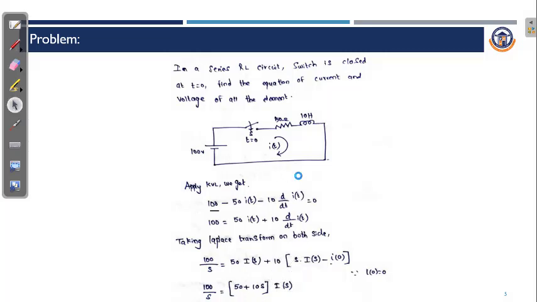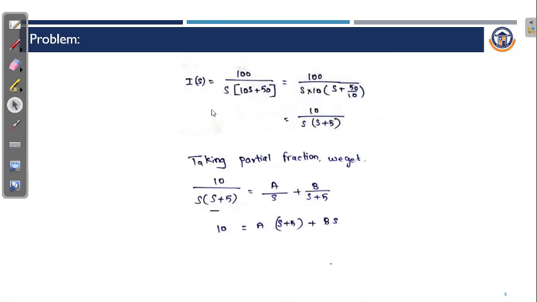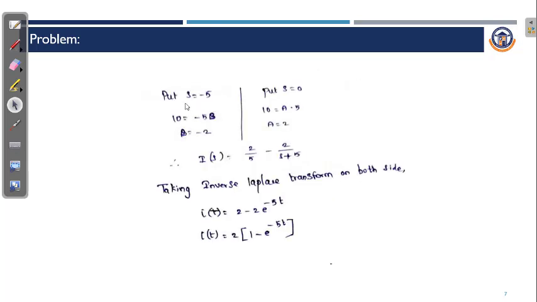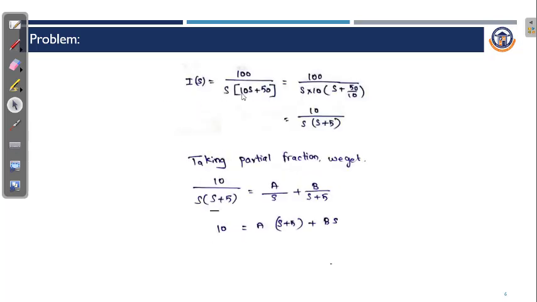Next step, I of s equals, bring this value to the denominator. So I of s equals 100 by s into 50 plus 10 s. Okay, so 100 by s into 10 s plus 50. Before the s term, we should not have any value. So we have to take 10 outside, or multiply by 10. If we do that, 10 will be cancelled. So the numerator is 10 and the denominator is s into s plus 5.